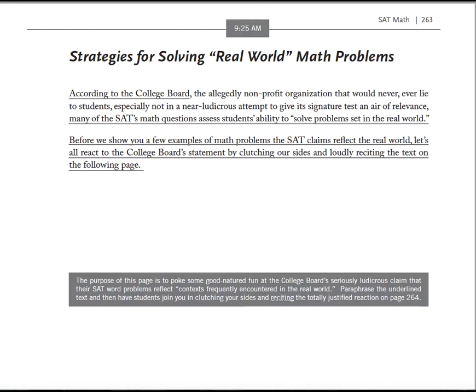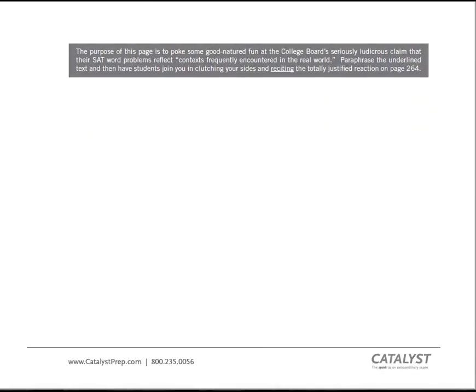Personally, I don't think that there's anything that mirrors the real world in these problems, but we can't battle the College Board on that. All we can do is teach you guys techniques for solving these. So let's flip the page here. Let's check out what the College Board thinks is an example of a real world problem.